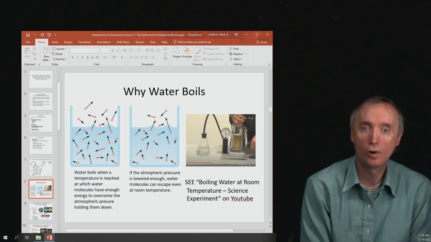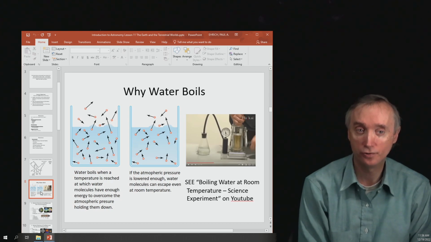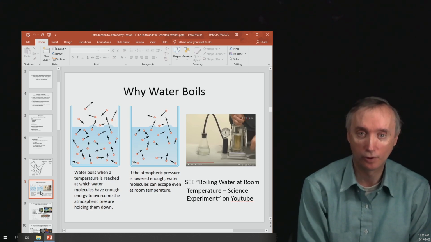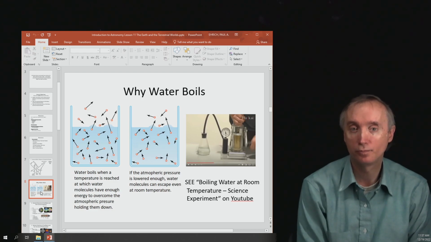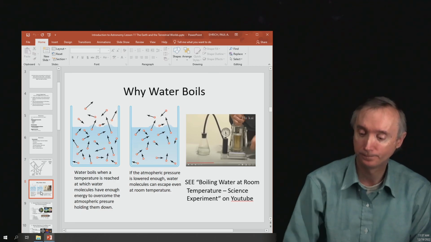You got to know why water boils. So that water can boil for two reasons. One, it gets hot. So that's what you normally think of. When you heat up water, it boils. But you can also boil water by reducing the pressure on top of it. Very important.